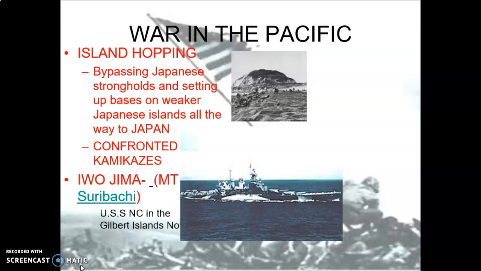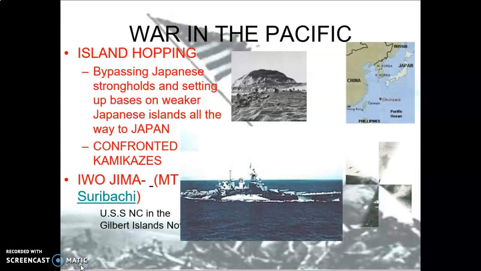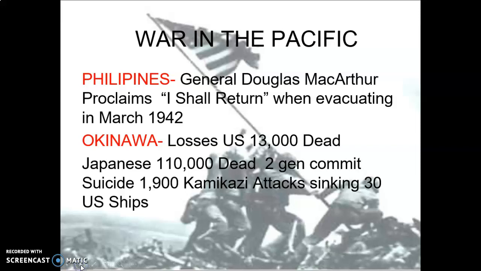And at the bottom here is the USS North Carolina on the Gilbert Islands. I believe it's 1943. The one that's docked right downtown. The Philippines. General MacArthur proclaims he shall return when he evacuated in March of '42, so he did. Then we'll be in Okinawa, and it's Okinawa we lose 13,000 people. The Japanese lose 110,000. 2 generals commit suicide.